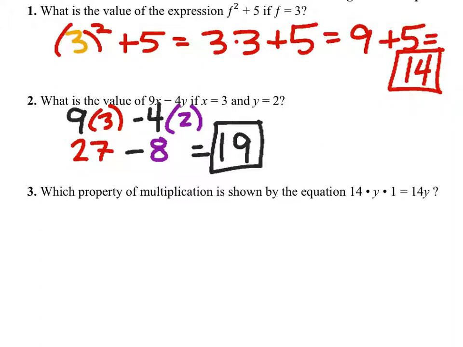All right, number 3. Which property of multiplication is shown by the equation 4 times y times 1 equals 14 y? Well, since it is multiplying by 1, the order hasn't changed, but there's no parentheses, so it's not associative. None of the order has changed between the numbers and letters, so this one must be the identity property of multiplication.